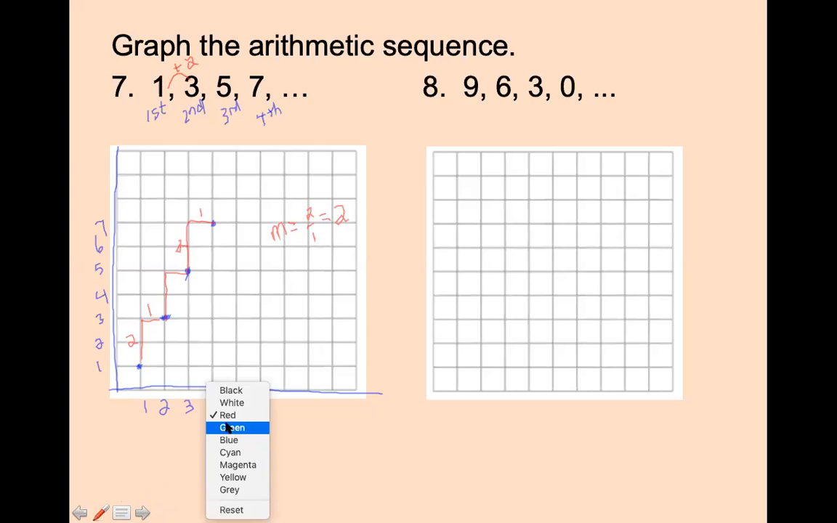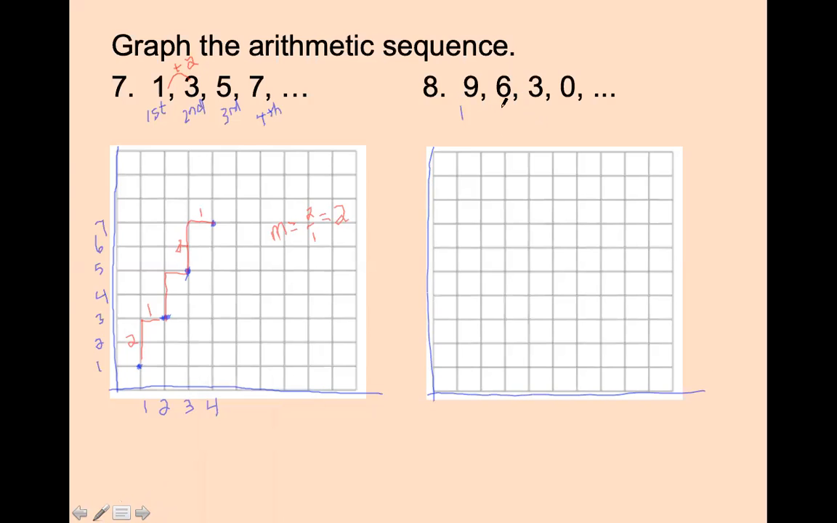I'm going to switch back to blue again. This time, our sequence is decreasing. But it shouldn't matter. Again, this is our first term, second term, third term, and fourth term. So I'm going to do 1, 2, 3, 4 again. And you could keep going. You could put more points on the graph. We got to get up to at least 9.